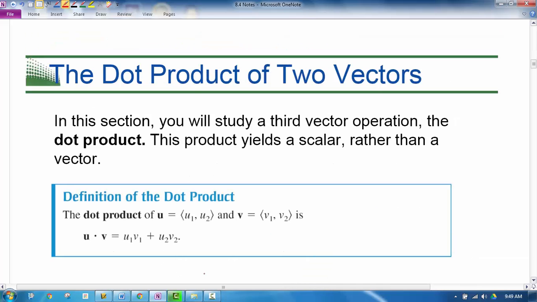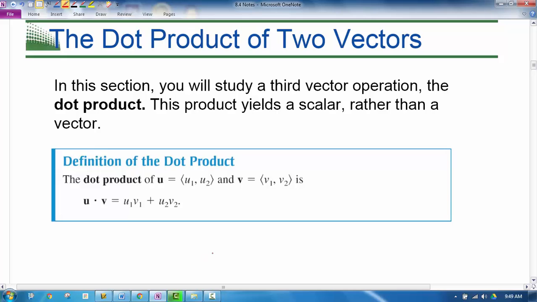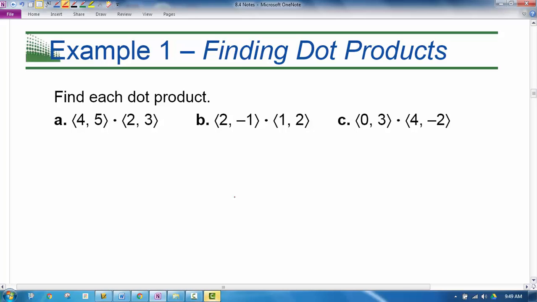So the dot product, what it is, it's kind of like multiplication of two vectors, but obviously vectors are not numbers, so you can't just multiply them like you would numbers. So what you have to do is multiply the x coordinates together and add that with the multiplication of the y coordinates together. So let me show you an example. We could do this one for part A.